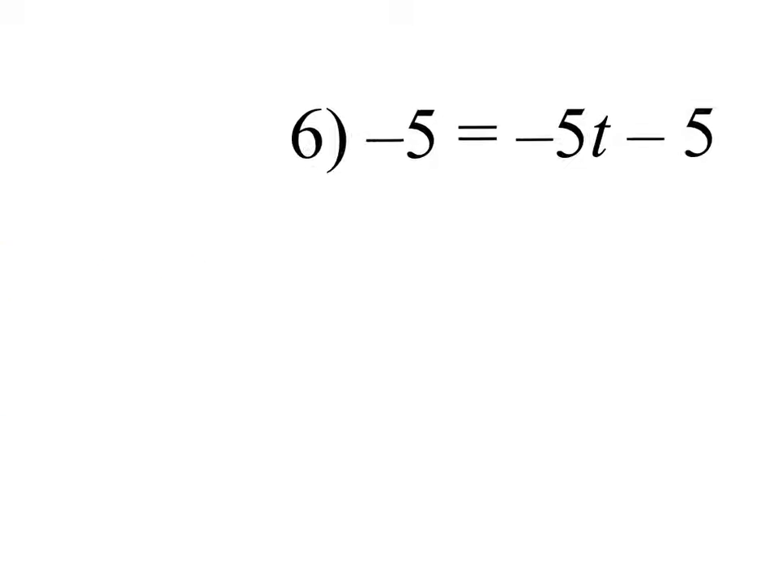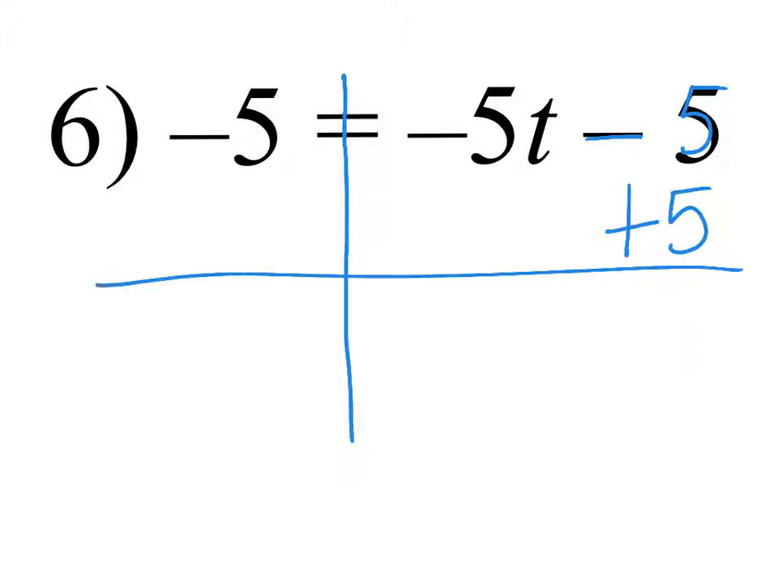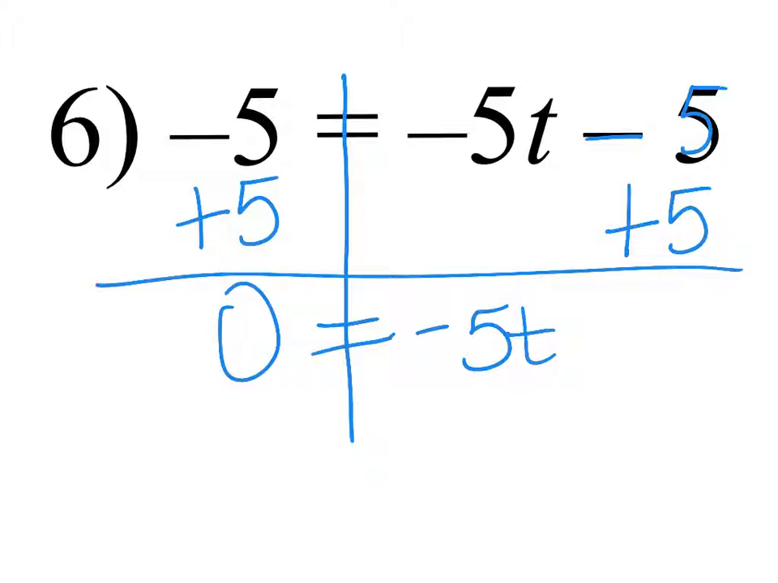Number 6. Okay, this is a tricky one a little bit. What are we solving for? T. So I'm going to move everything away first. I need to deal with this minus 5 right here. What's the opposite of minus 5? Plus 5. What I do to one side, I do to the other. I have negative 5t over here. And then negative 5 plus 5 is what? 0. Okay, so it's done, right?